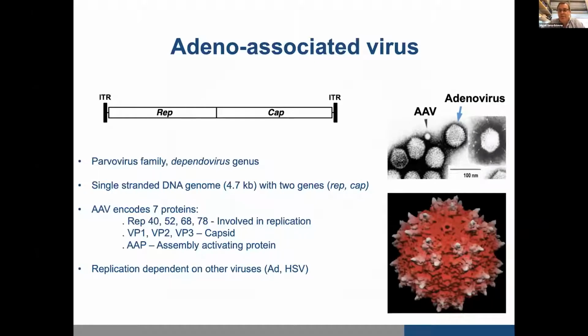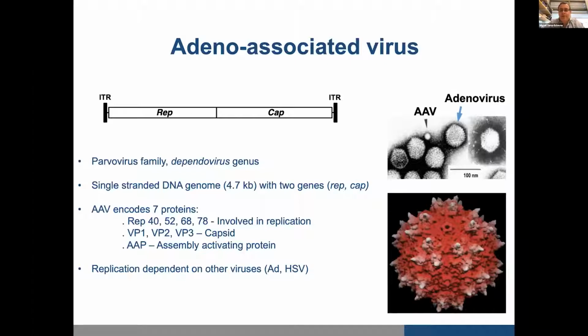It's a 20 nanometer capsid made out of protein, so it's not an enveloped virus. It's a single-stranded DNA genome with 4.7 kb. It has 2 genes, rep and cap, and it codes 8 proteins. So in the context of a virus, it really is tremendously simple.